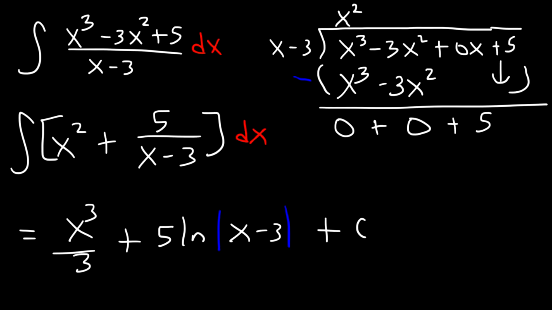So sometimes you need to use long division. Typically if the degree of the numerator is higher than the denominator, but not always though. What about this one? 2x over x minus 1 squared dx. Go ahead and integrate that function.